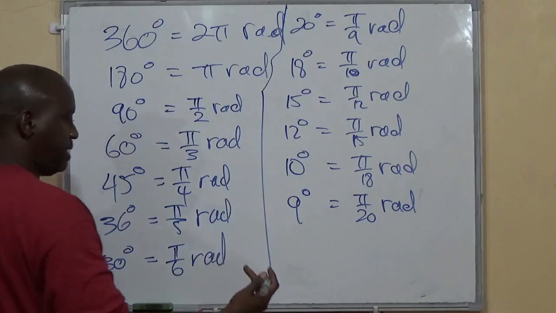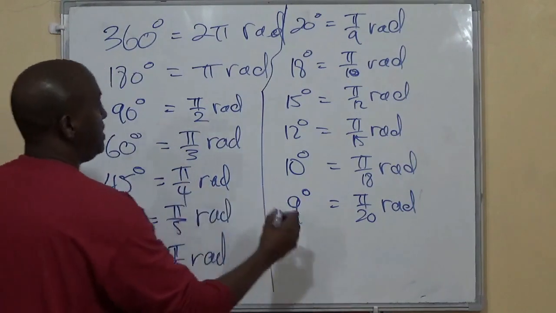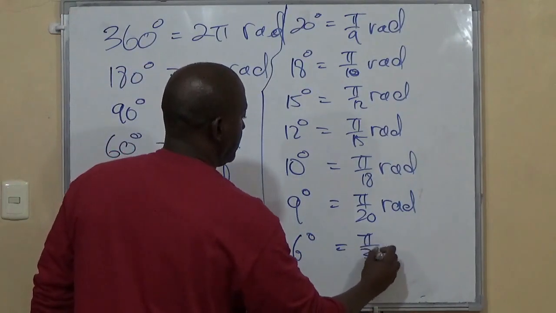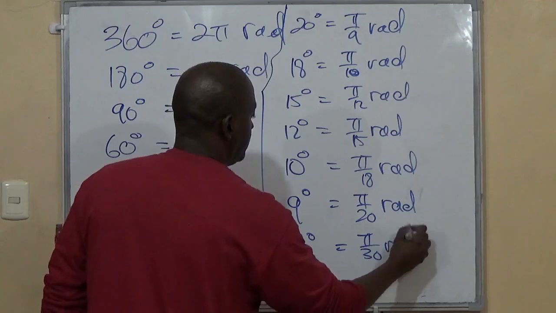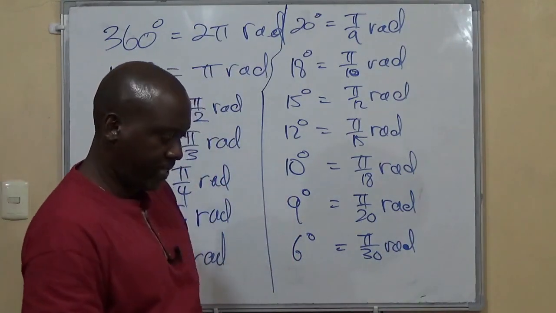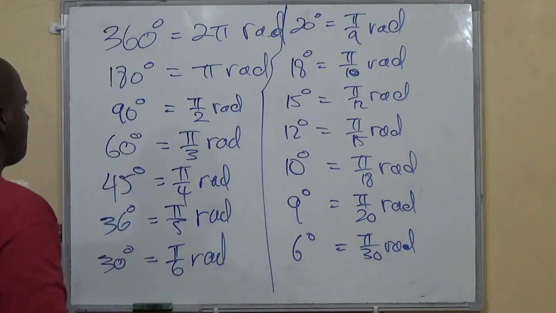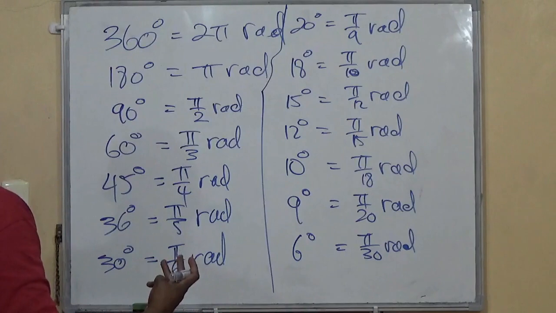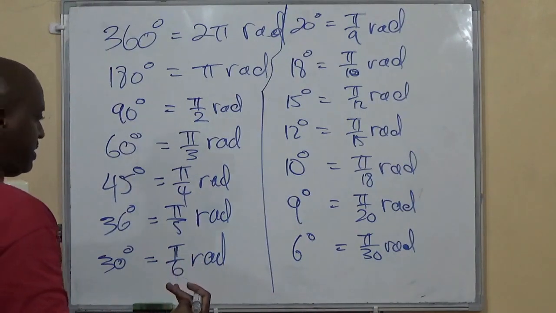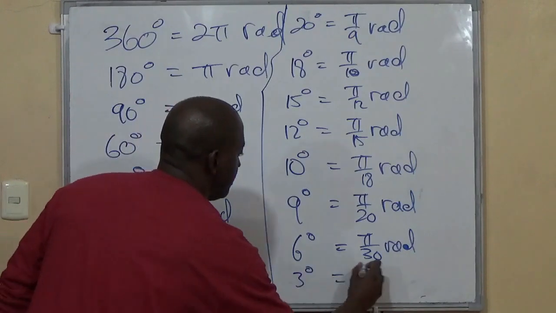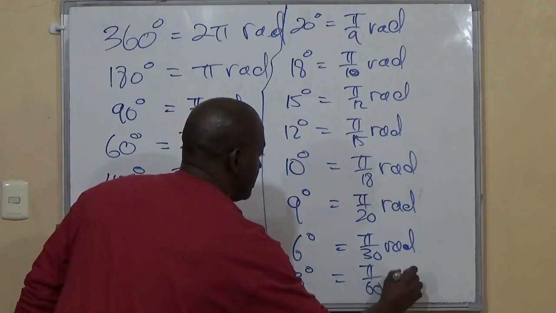We divide by 30. 180 divided by 30 is 6 degrees. 6 degrees is equal to pi over 30 radians. 30, 40, 50, 60. We divide by 60 and we get 3 degrees. 3 degrees is equal to pi over 60 radians.